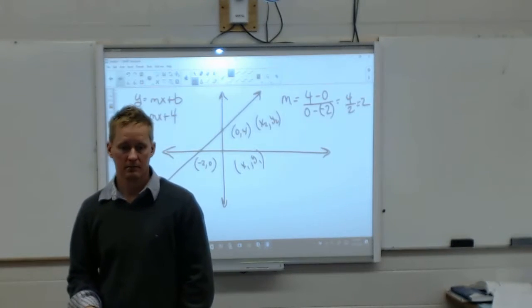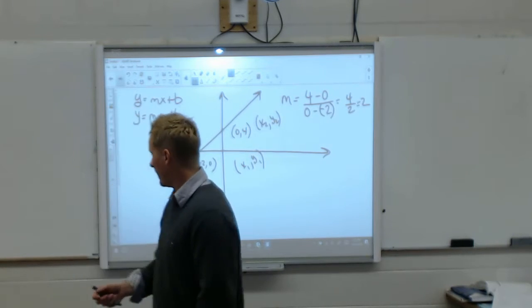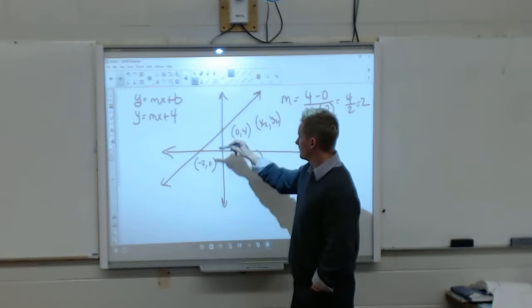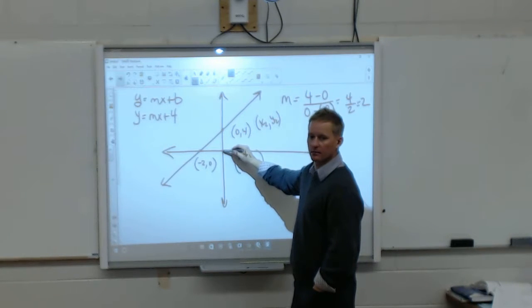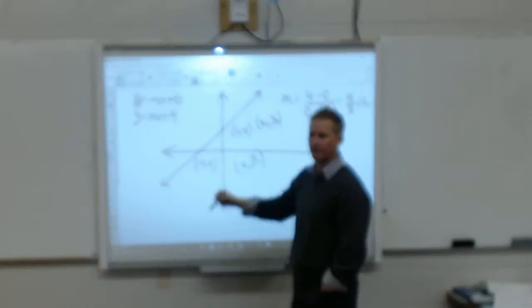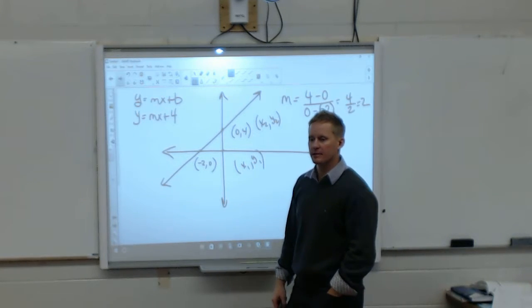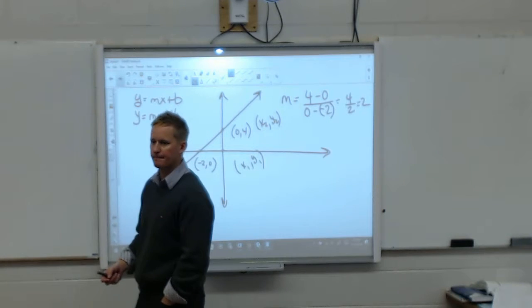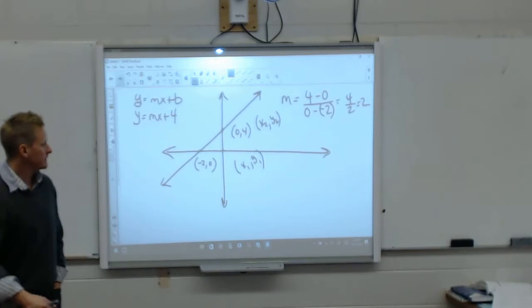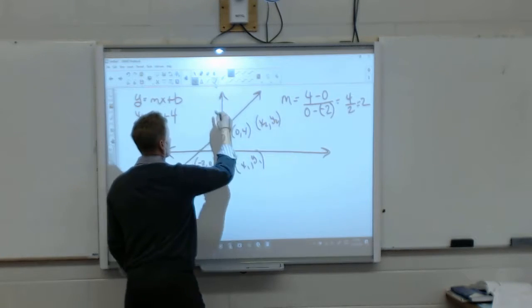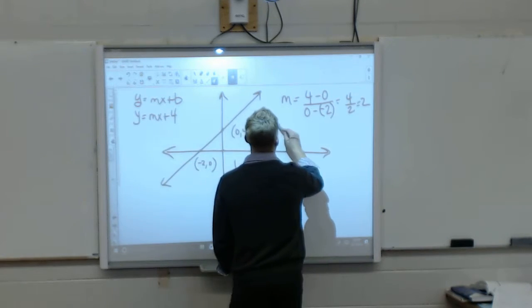Count it. Count it. How do I go from here over to here? Down and to the left. Down how many? Down 4, left 2. Negative 4 over negative 2 would give me the same thing. I could count it. Right? Okay, now let's say I do this then. I'm going to erase all this.